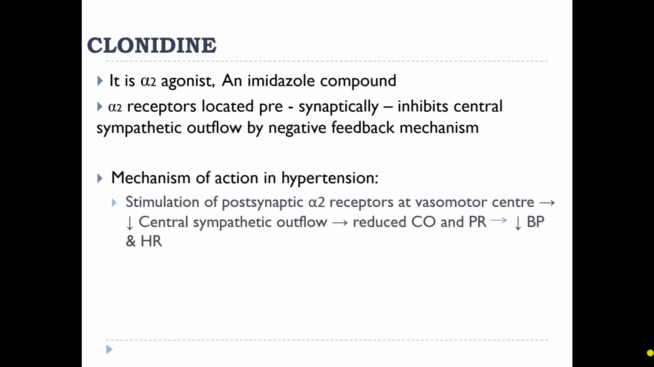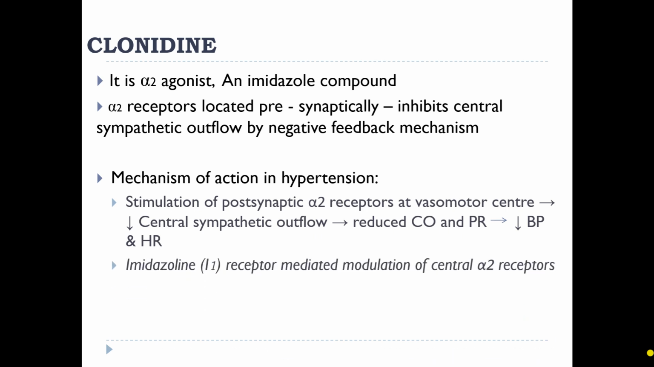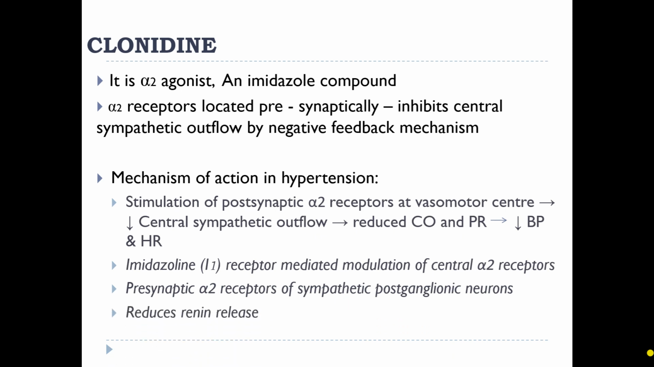So, what is the mechanism of clonidine in hypertension? It is an alpha 2 agonist. So, it stimulates the postsynaptic alpha 2 receptor at the vasomotor center, which would lead to decreased sympathetic outflow, which would lead to reduced cardiac output and peripheral resistance, which leads to decreased blood pressure and decreased heart rate. It also acts on the imidazoline receptor, which mediates the modulation of central alpha 2 receptors. It also acts on presynaptic alpha 2 receptors of sympathetic postganglionic neurons. It also causes reduction in renin release.